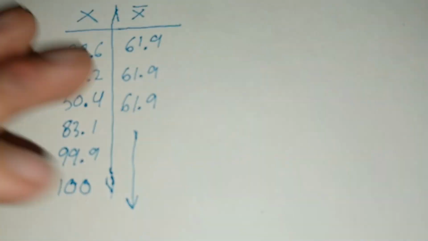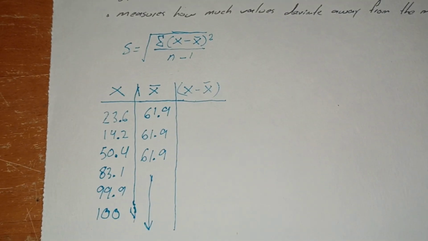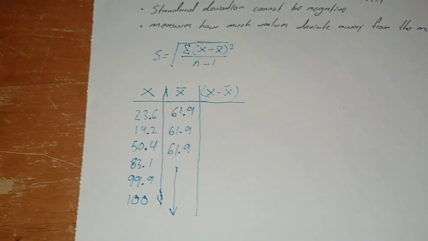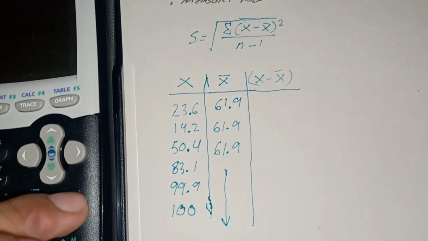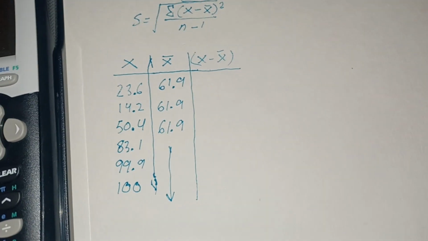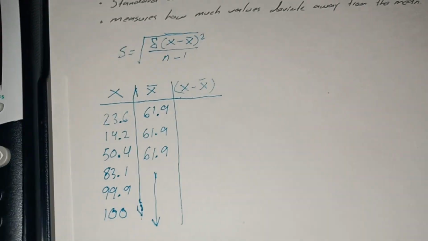So we're going to have to make another column for that. So again, we are going to have to draw our line. Sorry if you can't see, I'm filming this one-handed. So another column of your x values minus the mean, which is 61.9. So let's go ahead and do this right now. 23.6. So you're going to have to subtract 23.6 from 61.9, 14.2 from 61.9, and so on.